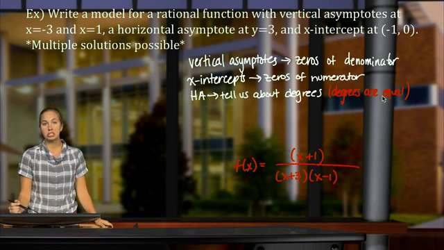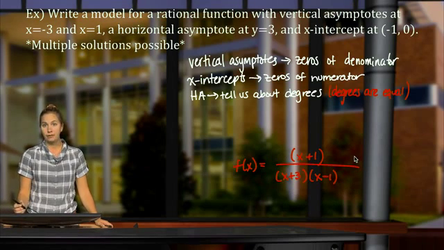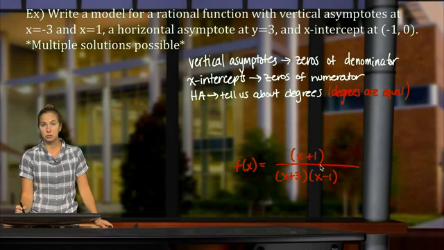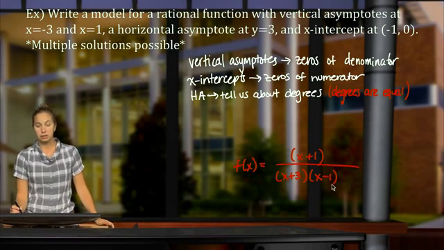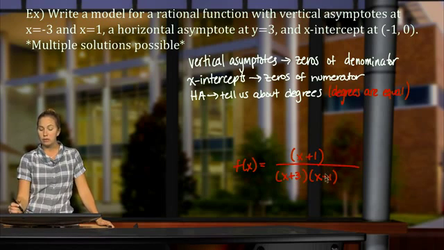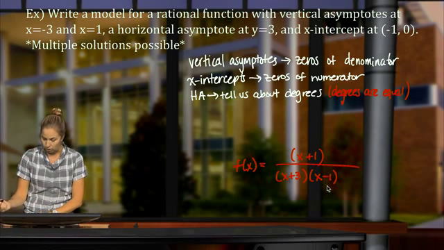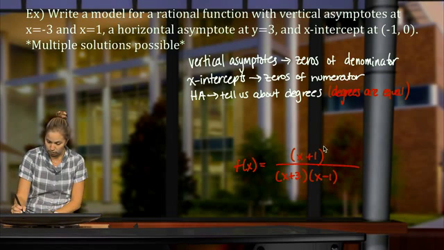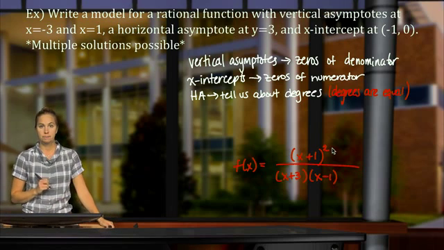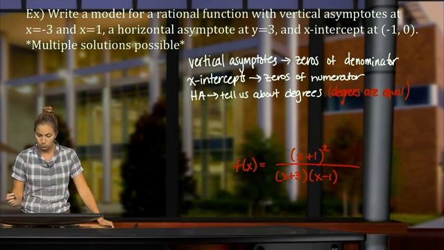Since I know that the degrees are equal, let's look at what we've got here. Right now I've got x plus 1 in the numerator, a multiplicity of 1. X plus 3 times x minus 1, each of those have a multiplicity of 1, so I've got a degree of 1 over a degree of 2. I need to make the degrees the same. The only way I can do that is by squaring this. I don't have another x-intercept to put another factor there, so I square this factor.